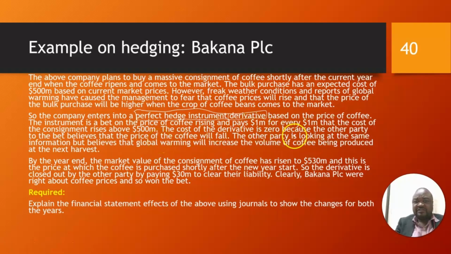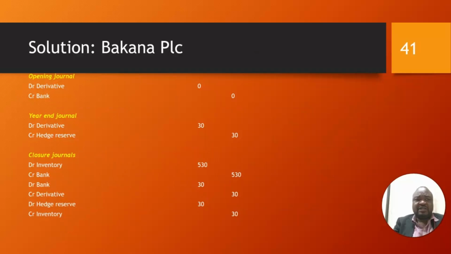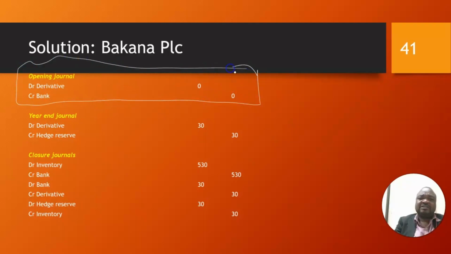The cost of the derivative is considered zero. So if it is considered zero, obviously we're going to debit zero on the derivative and credit zero as the opening journal, right? The cost is negligible. Remember, there's the zero cost principle.